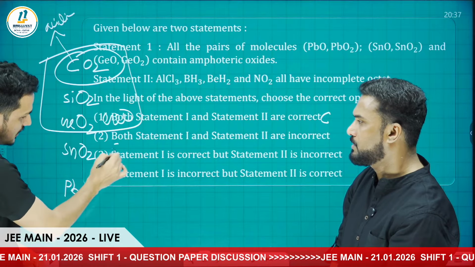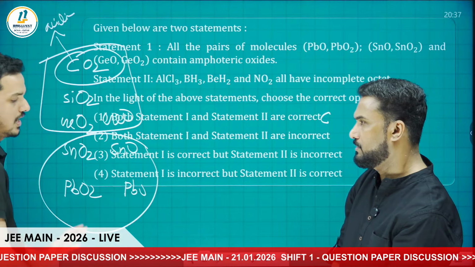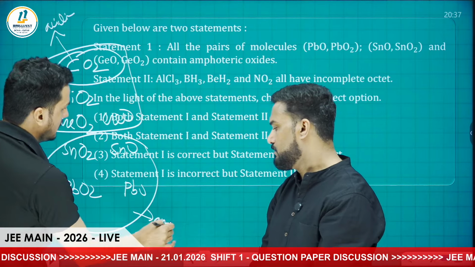And tin dioxide, tin monoxide, lead dioxide, lead monoxide: these are all amphoteric. These all are amphoteric. That is what you have to keep in mind.